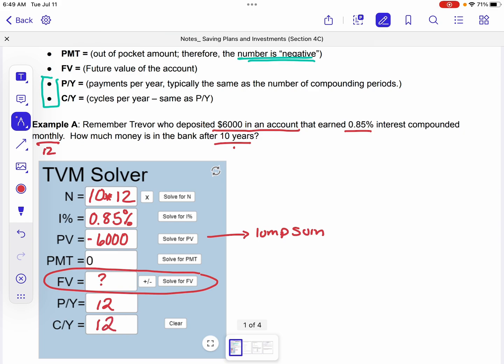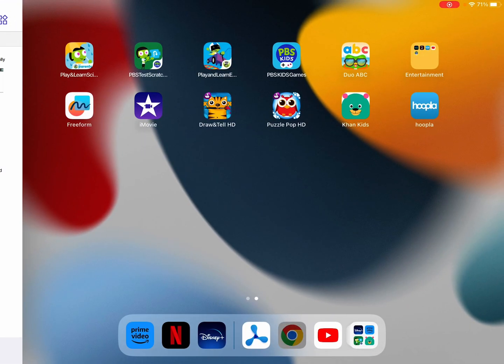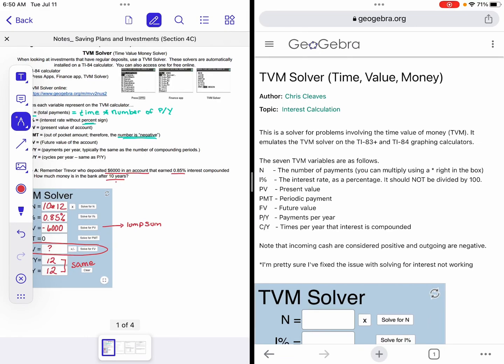Being able to identify all of these is something you're going to need to do in every problem like this. If you are using this calculator, the work that you would show me is what you entered into your calculator. This allows me to figure out what you did wrong and where you might have made a mistake if you do mess up. All right, so let's flip over to our TVM solver now.